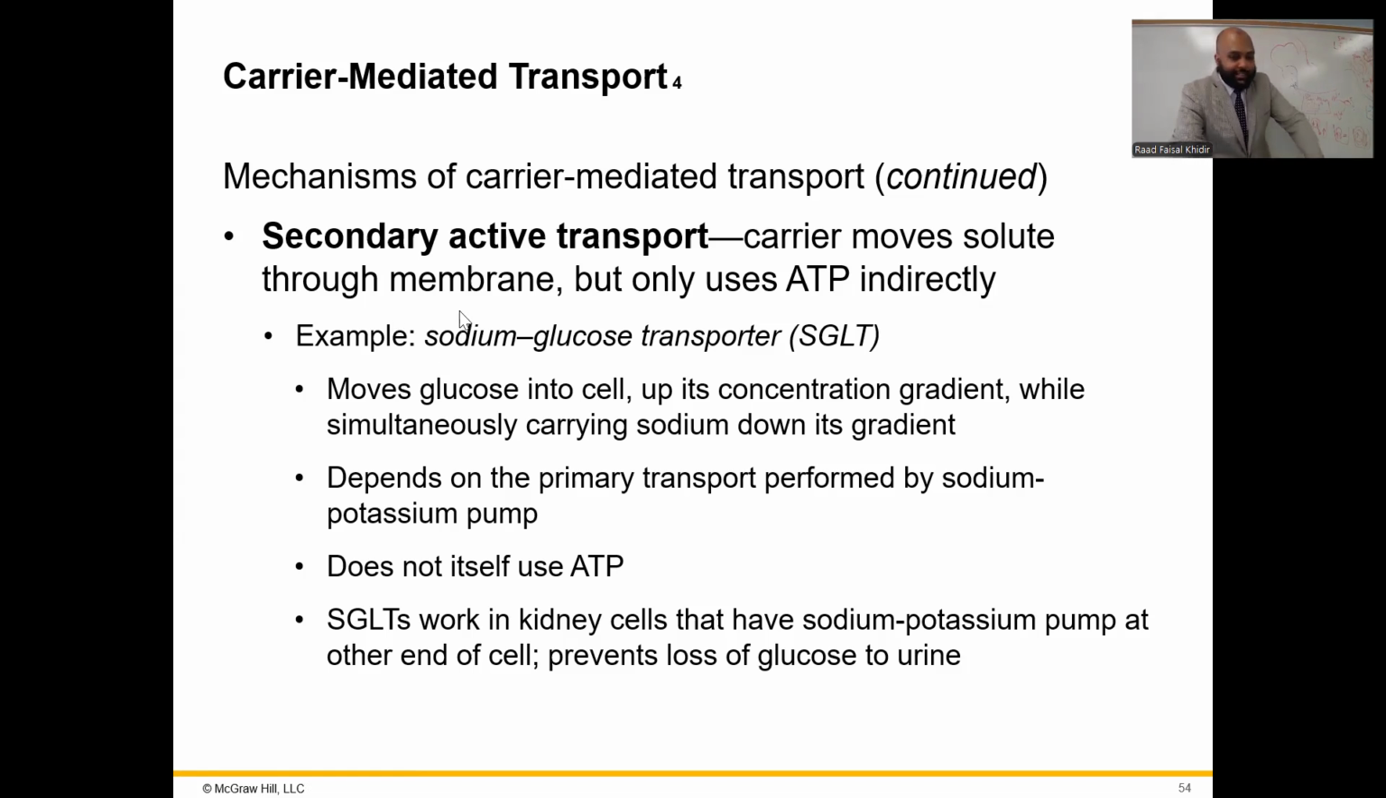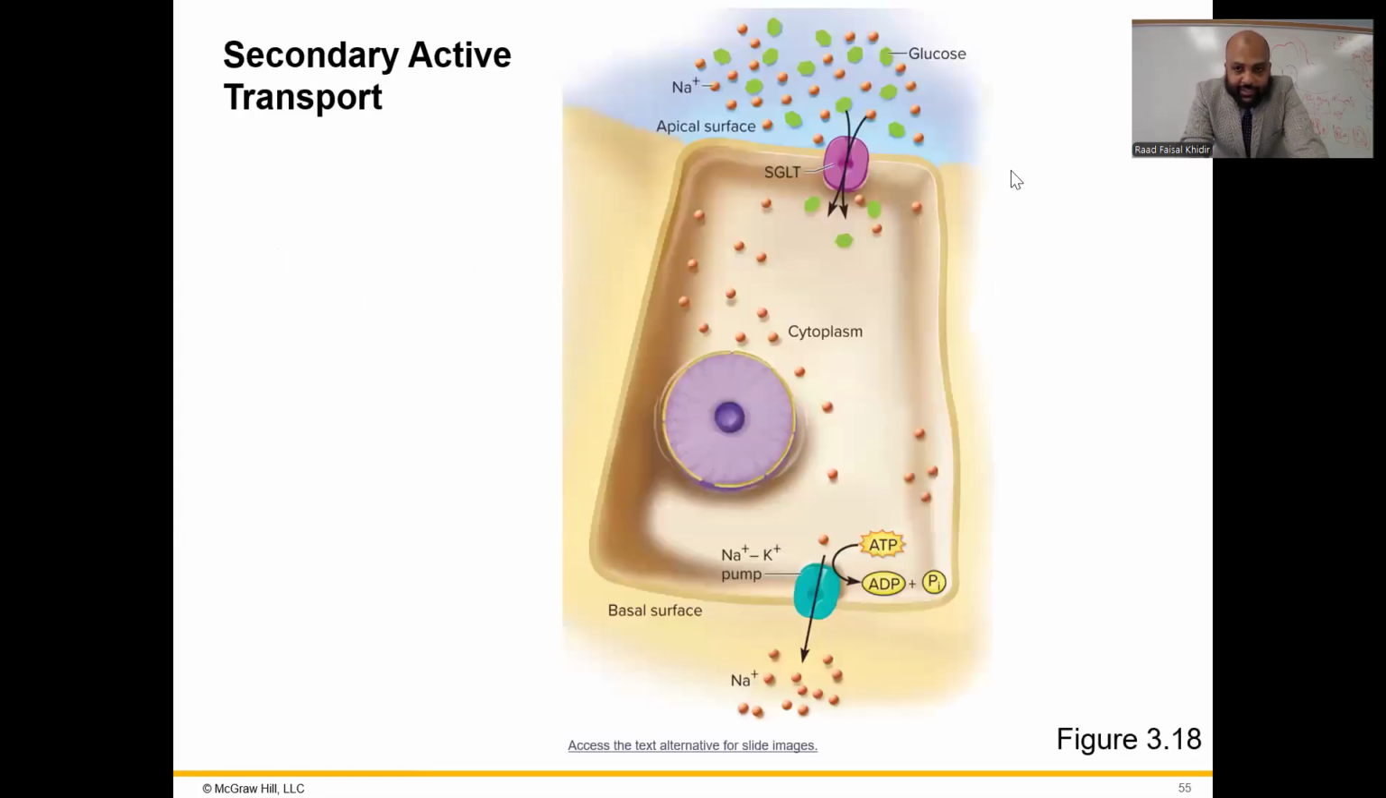So let's look at secondary active transport. The carrier moves solute through the membrane but uses ATP indirectly. It moves glucose into the cell. You see that's the SGLT, our sodium glucose transporter. There's a lot of glucose outside and a lot of sodium outside. So sodium moves in from the outside to the inside. That's on the apical surface. Look at the other surface.